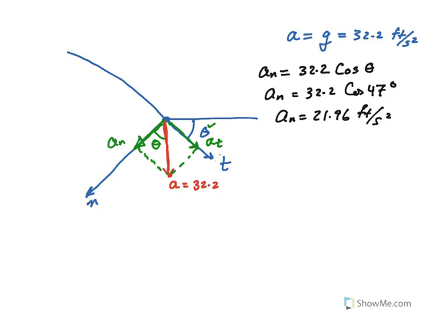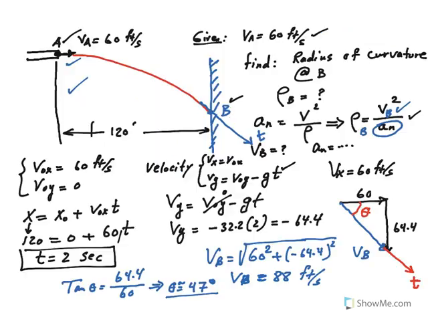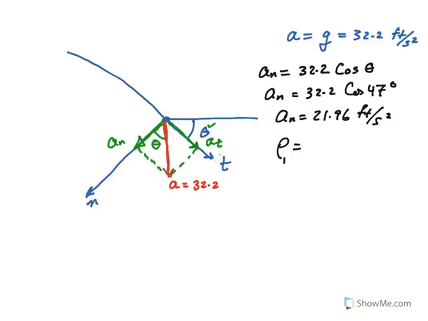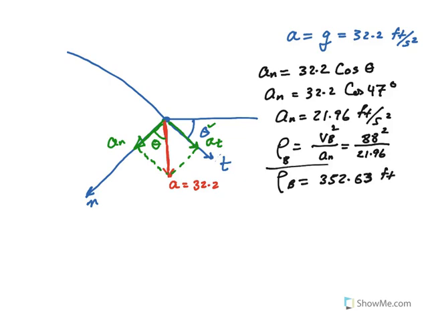And now I can go ahead and, remember in the equation over here, rho sub B was what? V squared divided by AN. That's velocity at B squared divided by AN. Velocity was 88 feet per second, roughly, squared, divided by this number that I just got for you. So rho at B comes out to be about 352.63. So remember, we did a lot of rounding off to get this number.